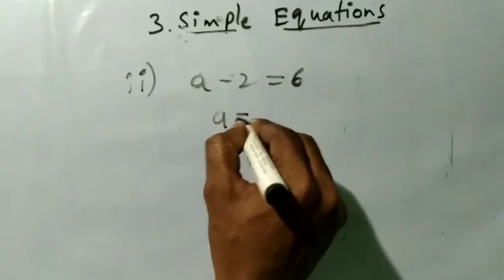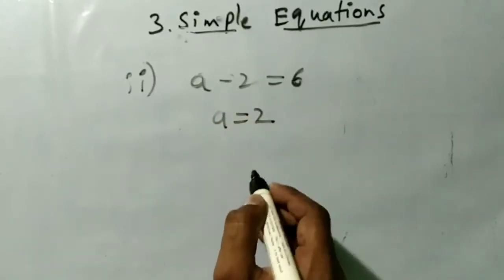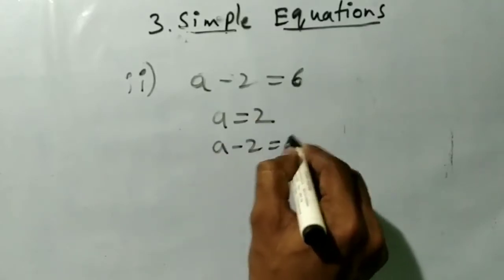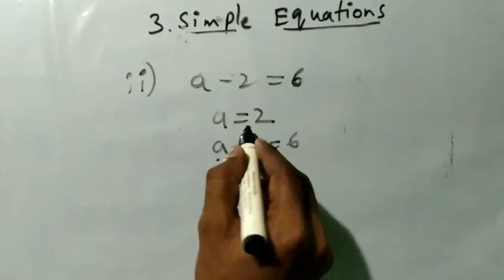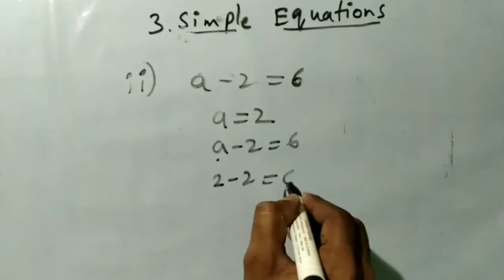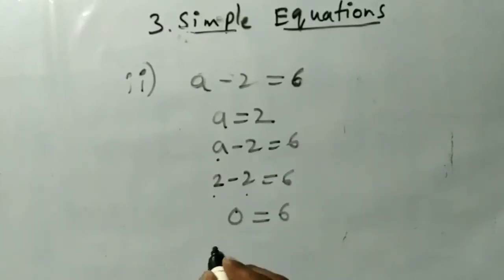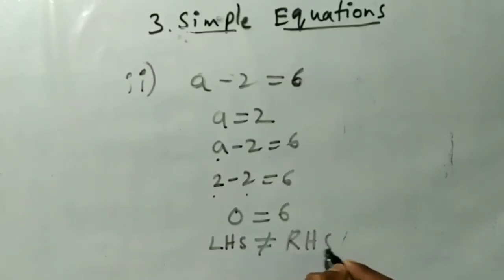Let's take a is equal to 2. Here a minus 2 is equal to 6. That is 2 minus 2 is equal to 0. 0 is equal to 6? Then also not proved, that is left hand side is not equal to right hand side. We have to get the left hand side 6.